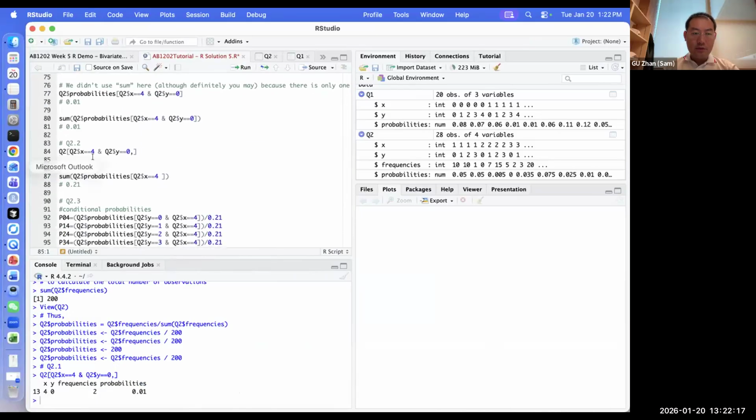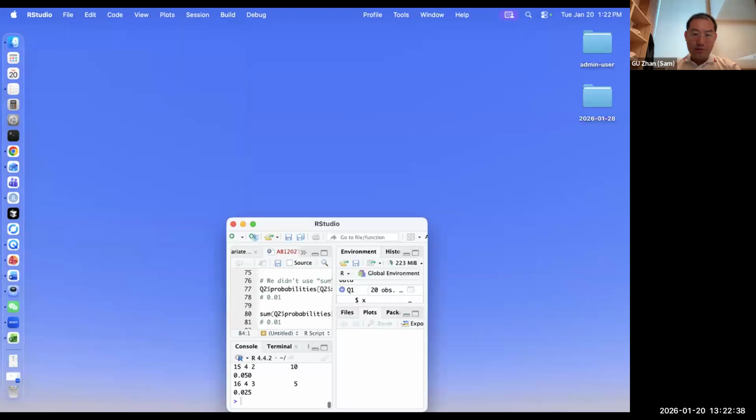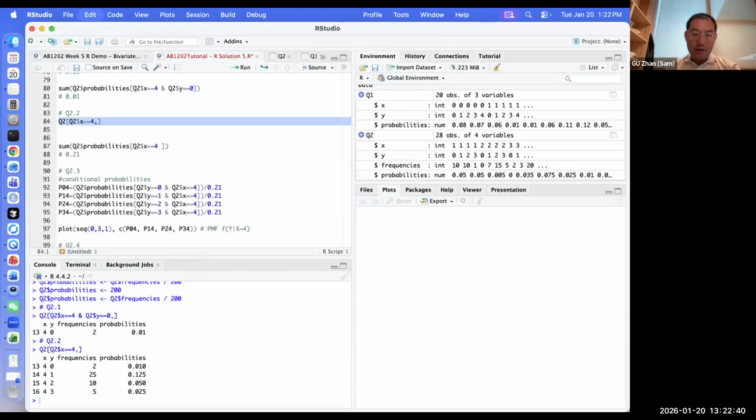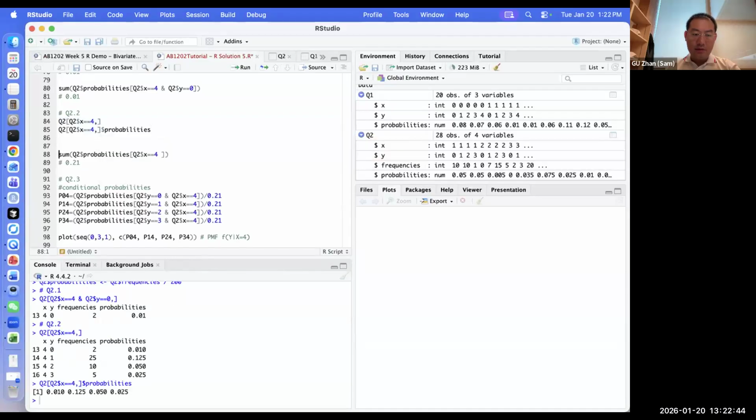2.2, x equal to 4. So just x equal to 4, and show me all the rows where x equal to 4. All the observations with x equal to 4. 1, 2, 3, 4. There are 4 instances, and their frequency and their probability. So you sum the probability together. Get the probability, dollar probability. Then you have these 4 values and sum them.